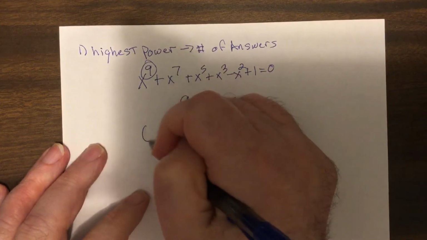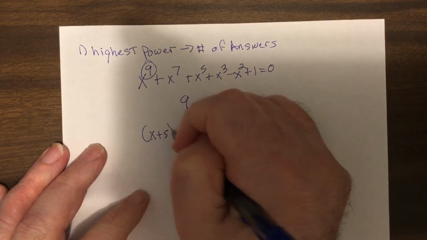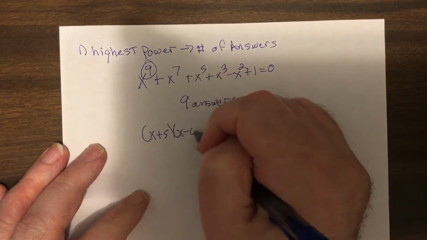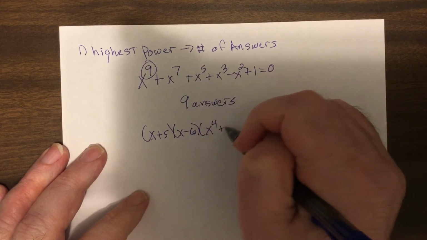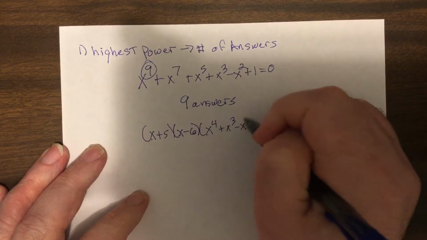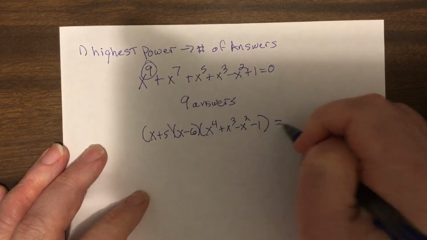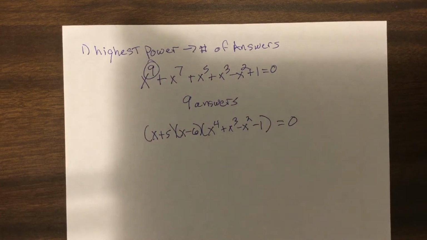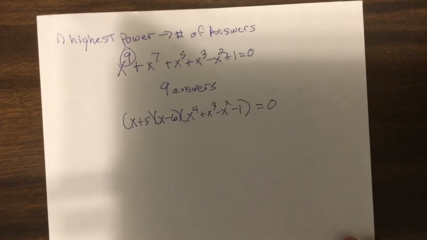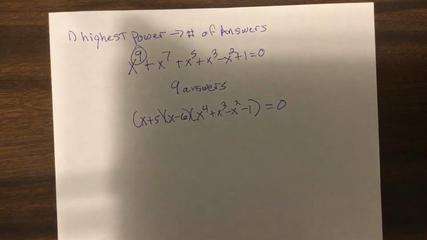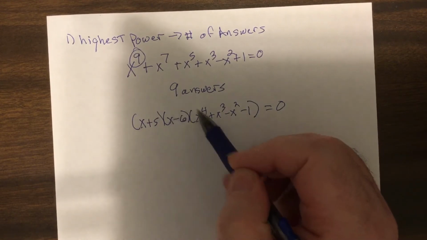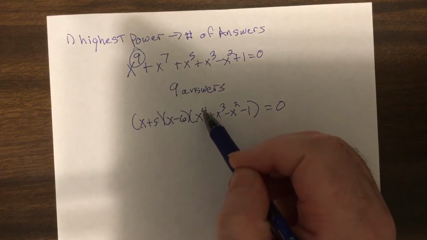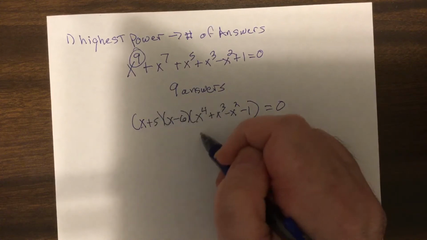So if the problem was x plus 5, x minus 6, x to the 4th plus x cubed minus x squared minus 1, how many answers are there? Well, it's the highest power when it's written in polynomial form, highest power to lowest. Every time you multiply another x, the highest power gets bigger by 1. So there'd be 6 answers.